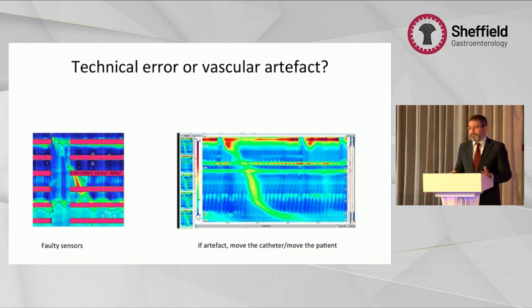So it's very easy when you think about it. All you need to do is pull the catheter. And if the artifact moves, then it's the catheter's fault. If the artifact doesn't move, then it's intrinsic. You can also shift the patient from supine to upright or upright to supine and see if it changes.